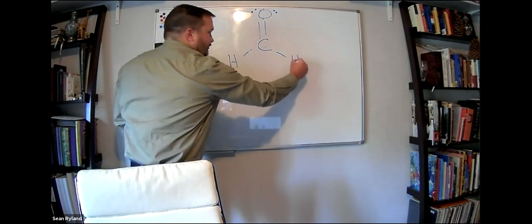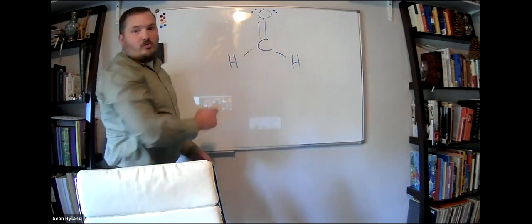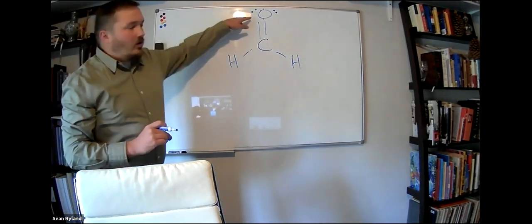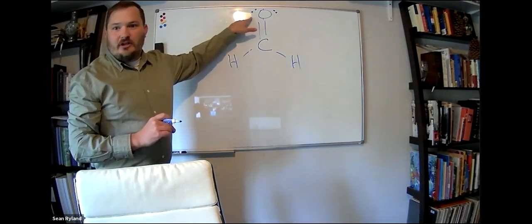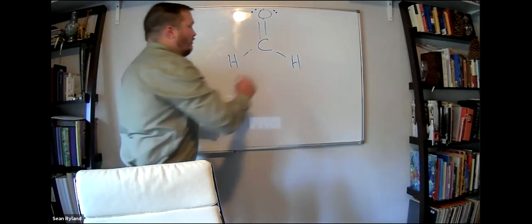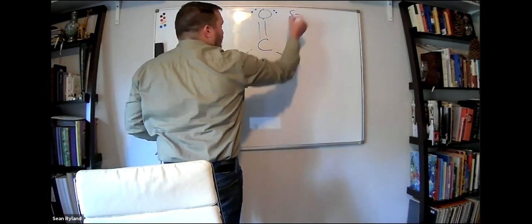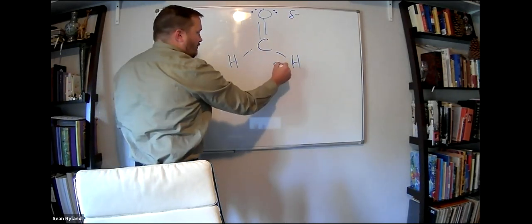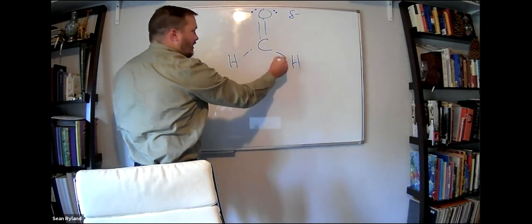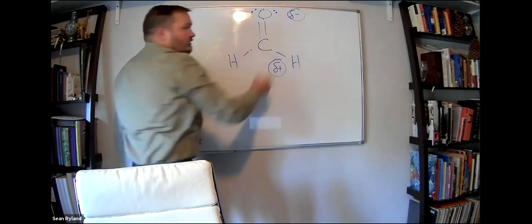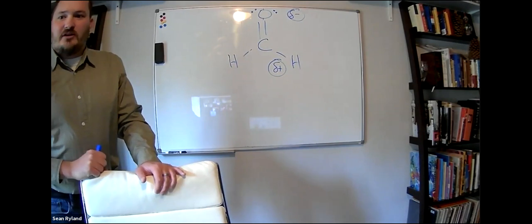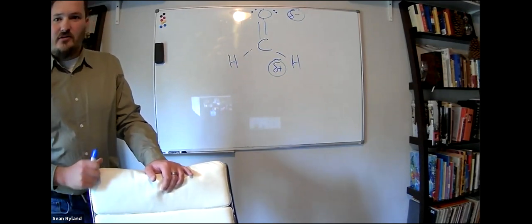So if we go back to formaldehyde, if we wanted to show where the partial charges were, oxygen's more electronegative, so it's going to be pulling the electrons towards itself more, so we'll have a partial negative charge at the top and a partial positive charge at the bottom. You don't need to circle them. I typically do just because, like with the lone pairs, it's easy to not see those.